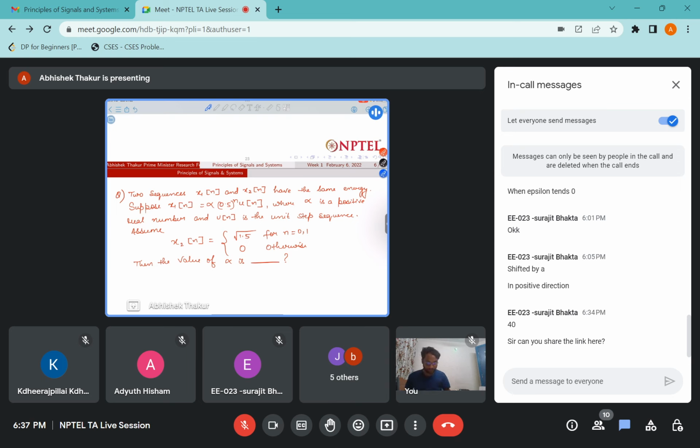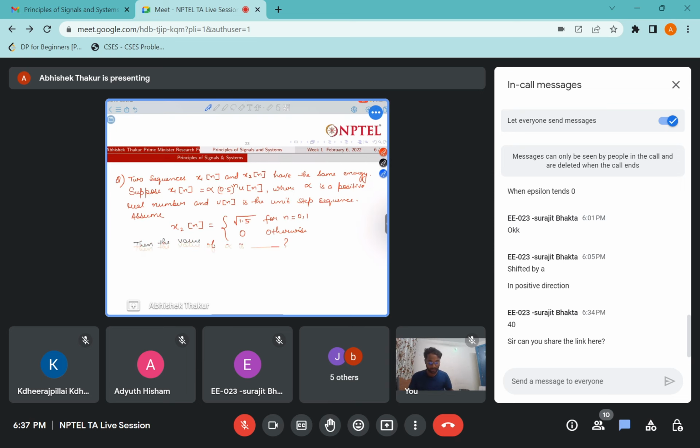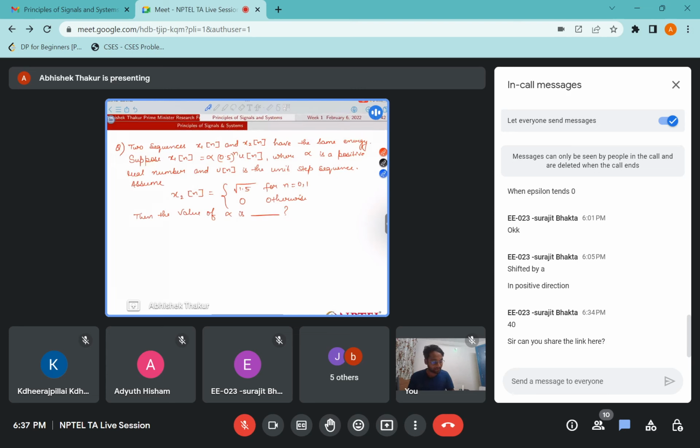So in this question, it is given two sequences are there, X1[n] and X2[n]. That is a discrete signal, have the same energy. So what is the energy formula? This is the formula for energy of any discrete signal.